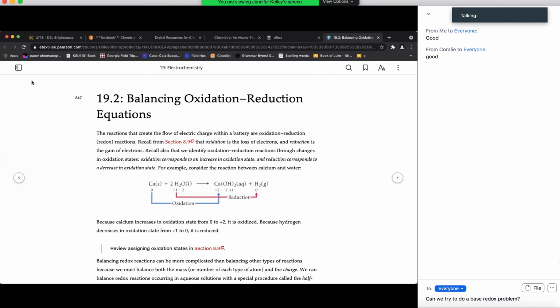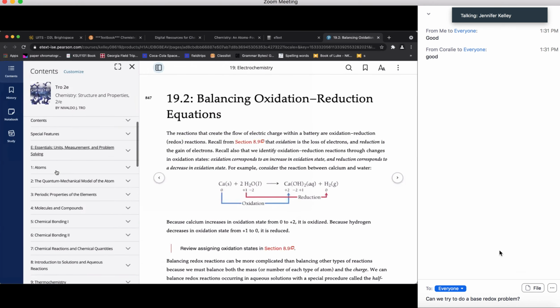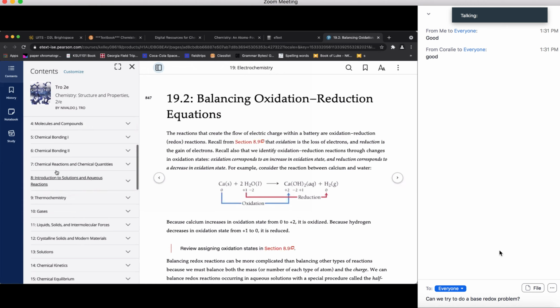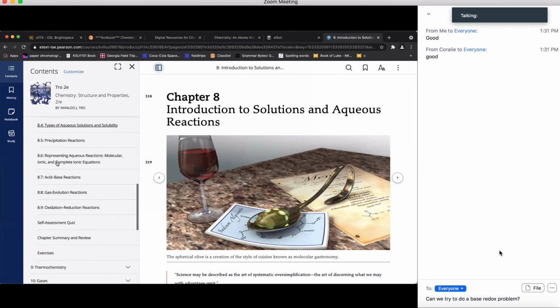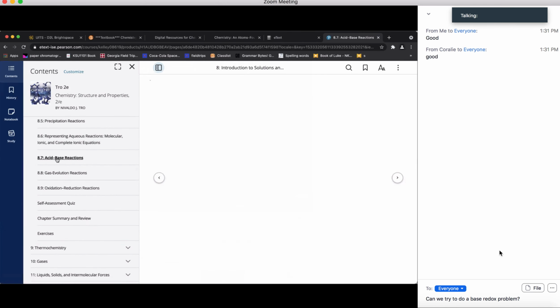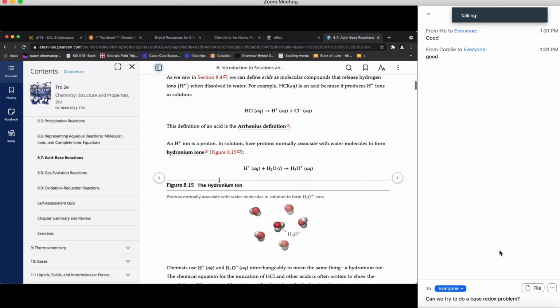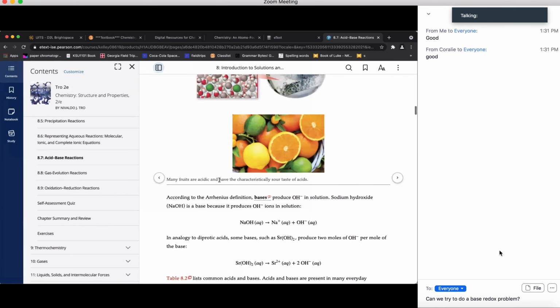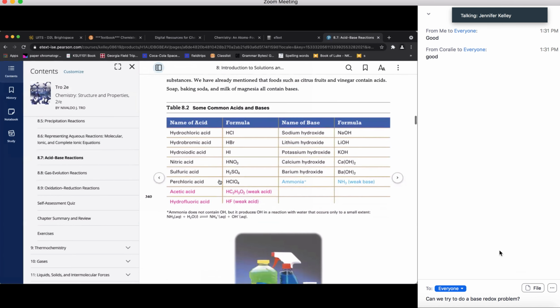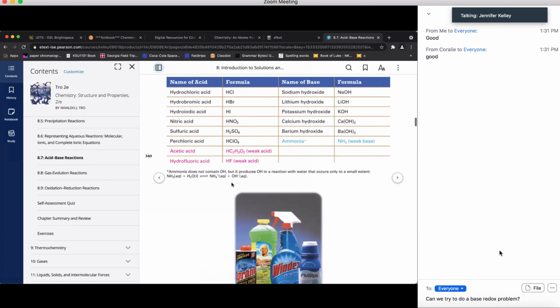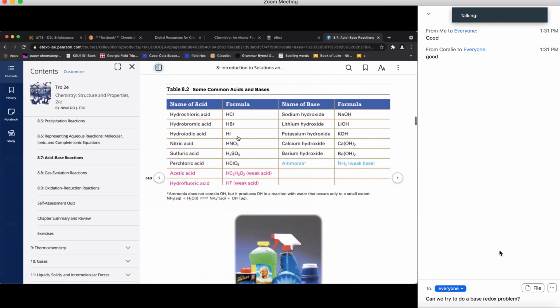Okay. Let's go to solutions, maybe. Acid base. Ah, there we go. Here, well, that doesn't tell whether it's strong or weak. Okay. Well, maybe it does. Okay, yeah, this one is a pretty good set.